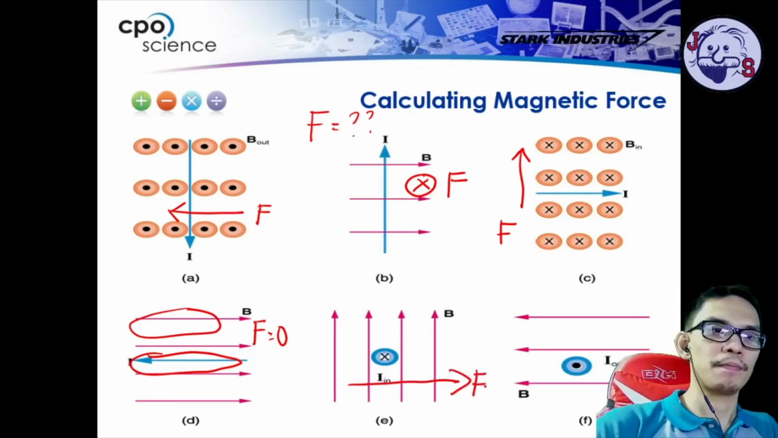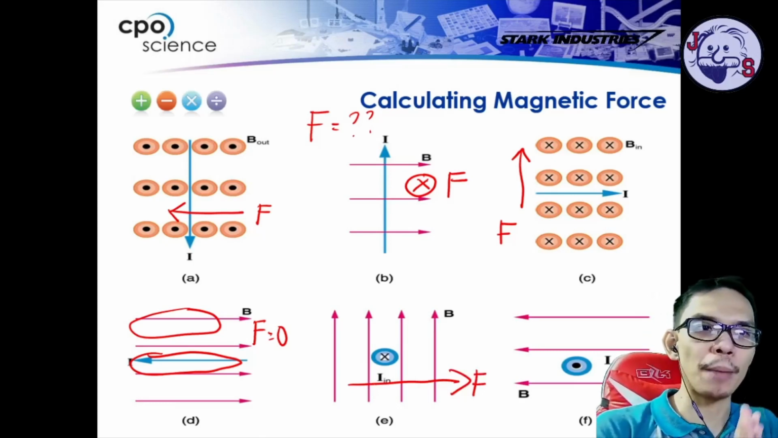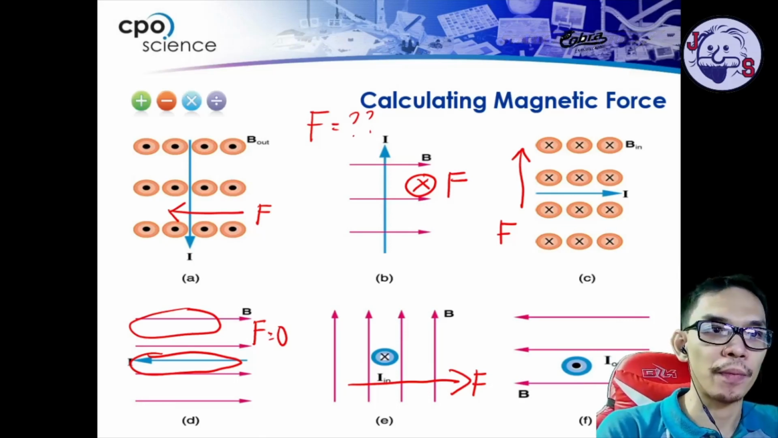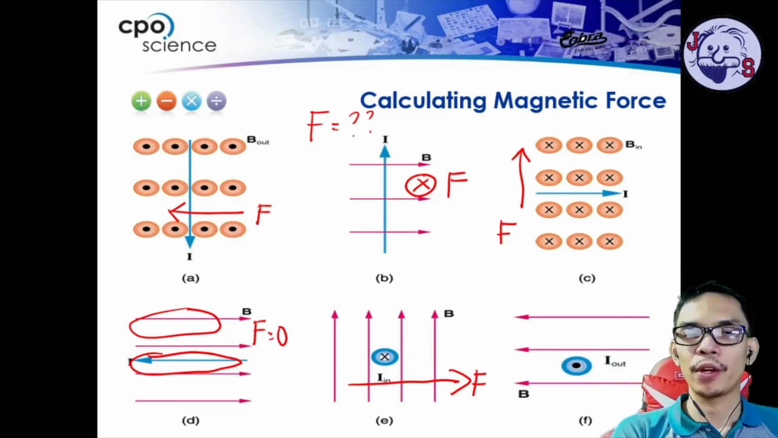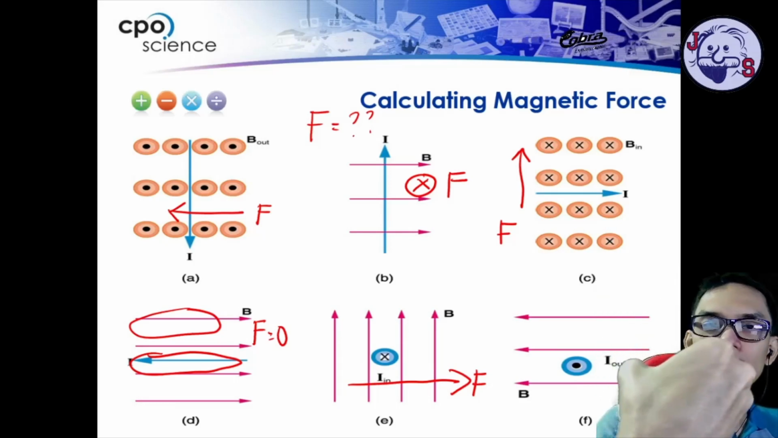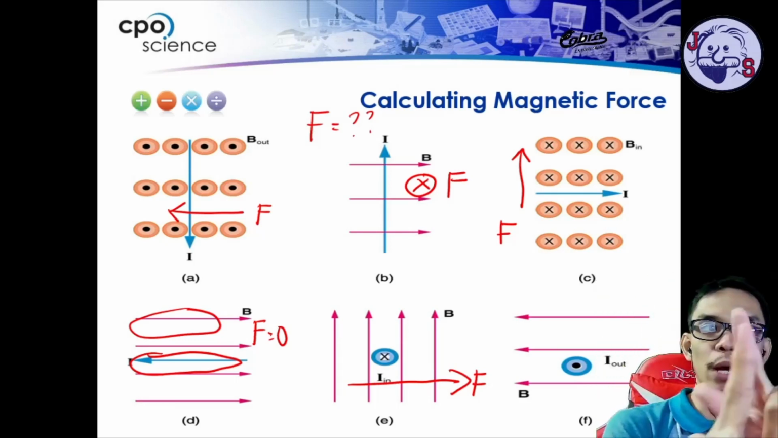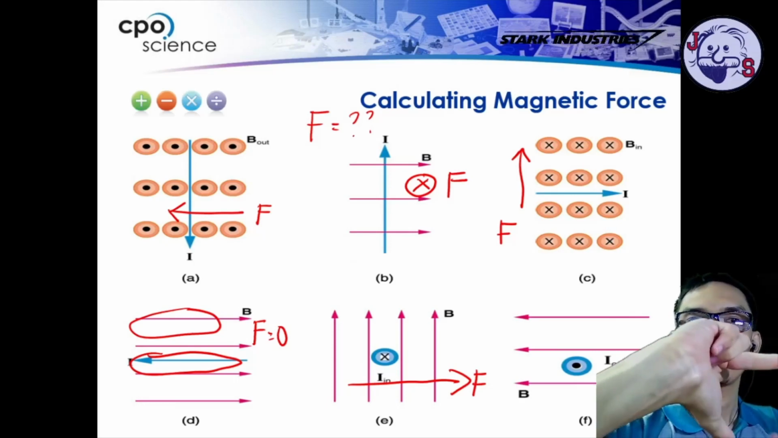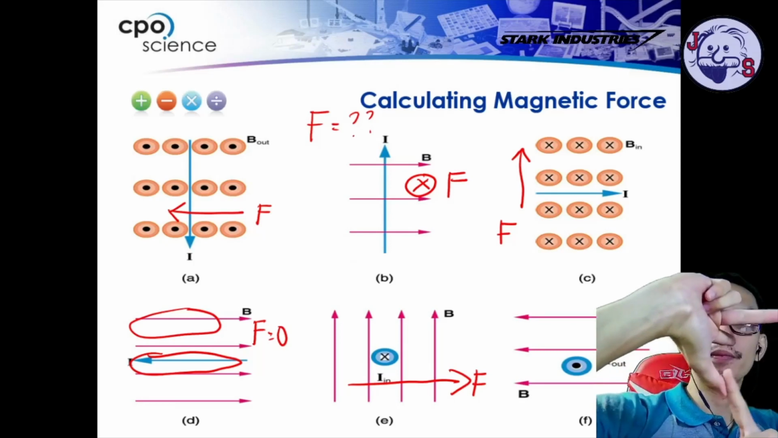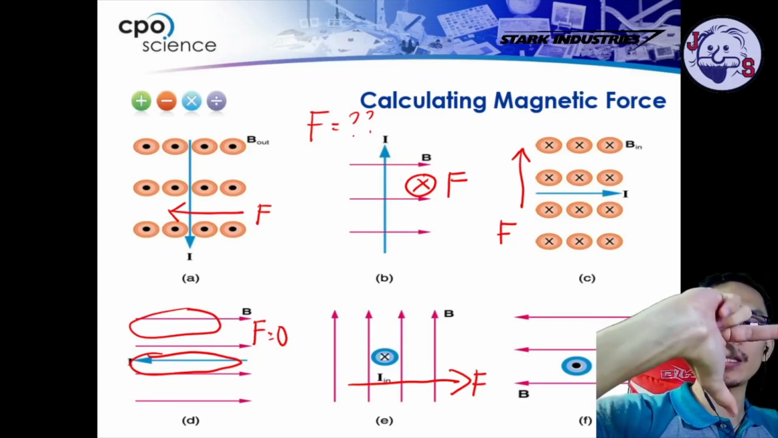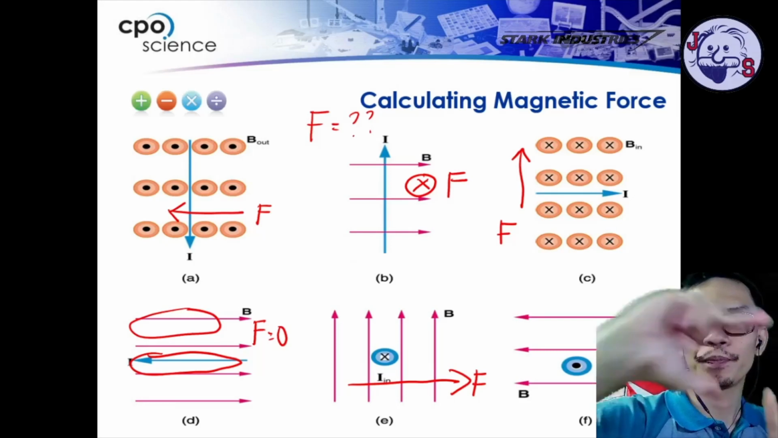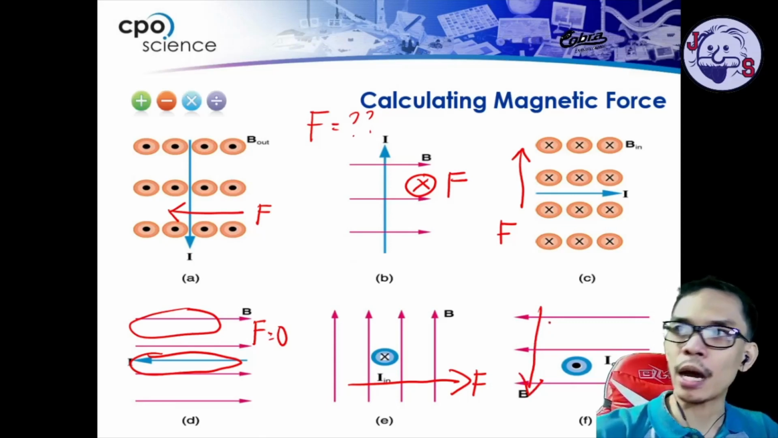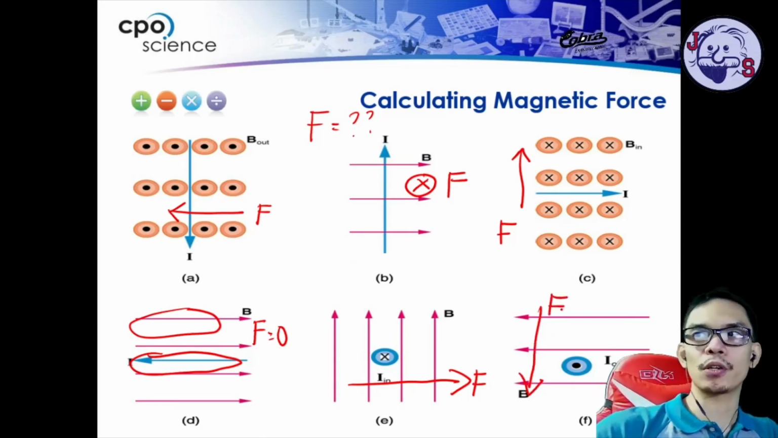Is the magnetic force. Okay, next one. What is the magnetic force on letter F? The current is going out, pointing towards me, then the magnetic field is going to that direction. If we follow the thumb, the magnetic force is going downward. So we put the arrow here, and the magnetic force is going downward.